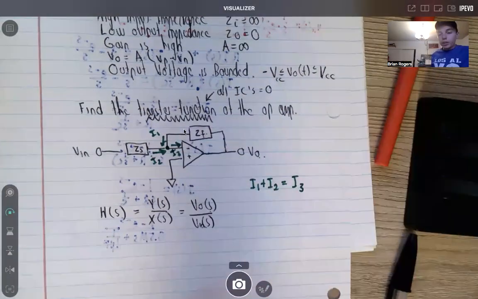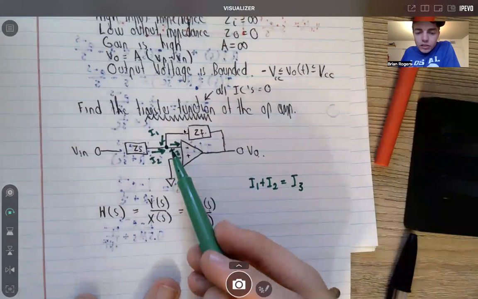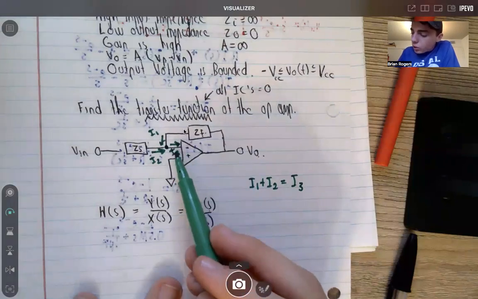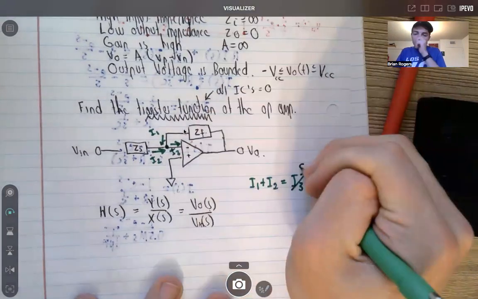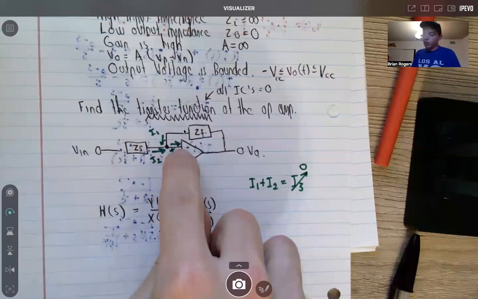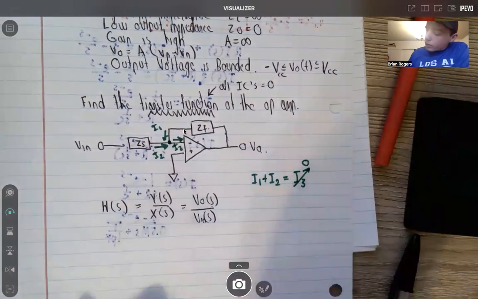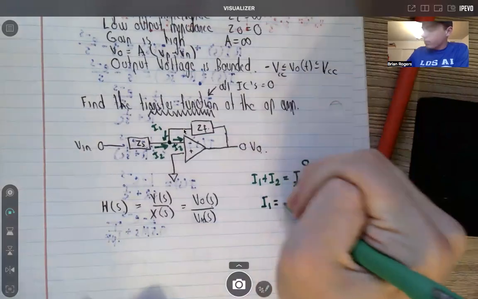And one important characteristic is, remember, this op amp has a very high input impedance at both of these terminals. So this I3 goes towards 0 because there's so much impedance. It's literally almost like an open circuit there, so there's no current flowing through. And so now we're just given I1 equals negative I2.